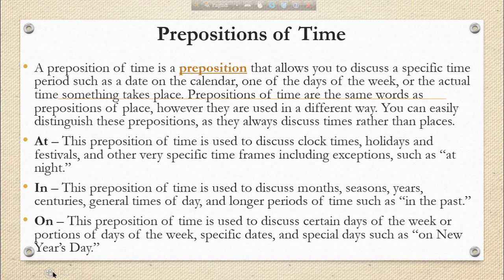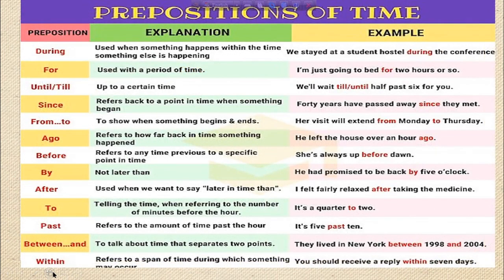On is another preposition of time. This preposition of time is used to discuss certain days of the week or portions of days of the week, specific dates and special days such as on New Year's Day. Here you have some examples of prepositions of time. During is a preposition of time and it is used when something happens within the time something else is happening. We stayed at a student hostel during the conference.